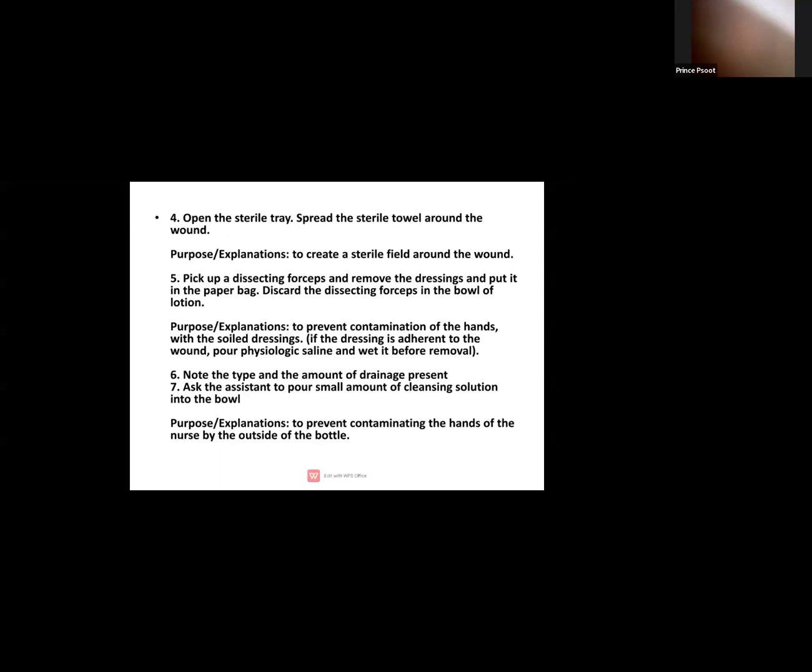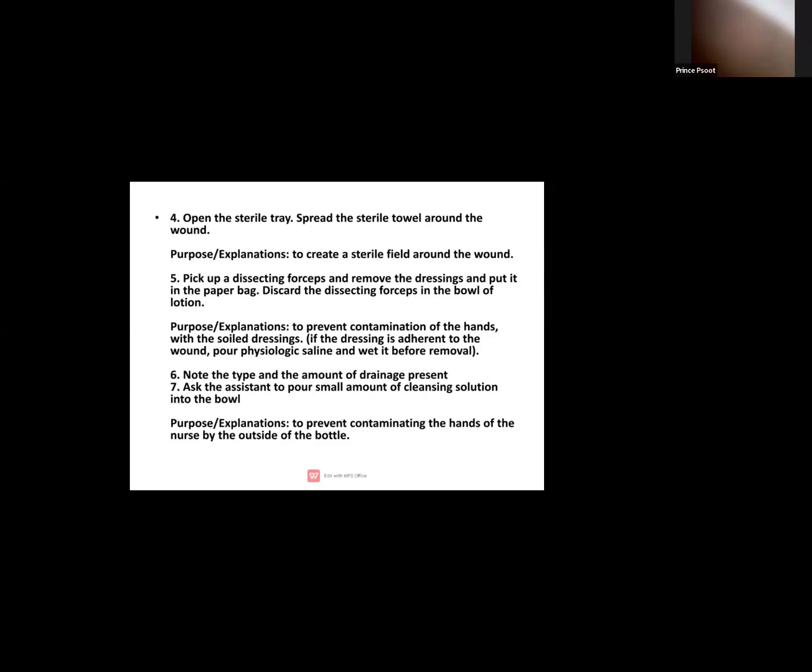The disinfecting forceps you use to remove a dirty dressing, you can't place it back on the wound or on the clean dressing. No. So when you remove that, you discard the disinfecting forceps that you used. So it won't traumatize the injury. Note the type and the amount of drainage present.